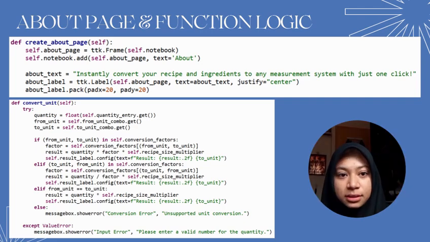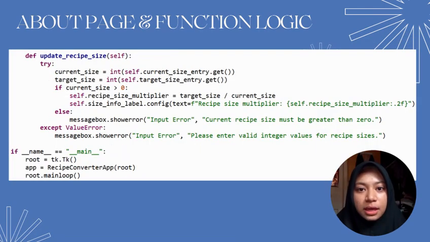The function checks if the selected unit pair exists in the predefined dictionary. So if the selected unit pair is found, the conversion factor is applied to adjust the quantity and multiply it by the recipe size multiplier, ensuring precise scaling. But if the reverse pair is found, to_unit, from_unit, the function performs the reverse calculation by dividing the quantity. Next, I will explain the coding for update recipe size.